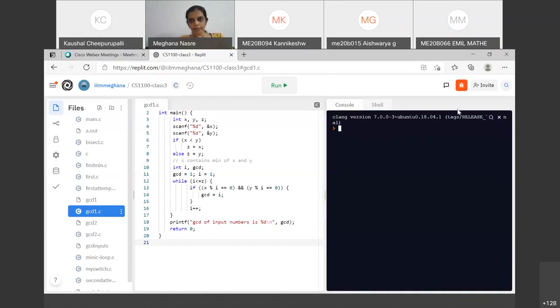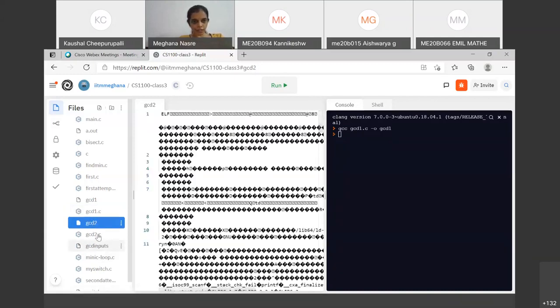And the way we compiled this program is, just to make sure that we have two executables ready, we'll say GCC, which is the compiler, GCD1.c -o GCD1. I hope you are all familiar with this. GCD1 is the executable that is created. This is the first program, which allows us to compute the GCD.